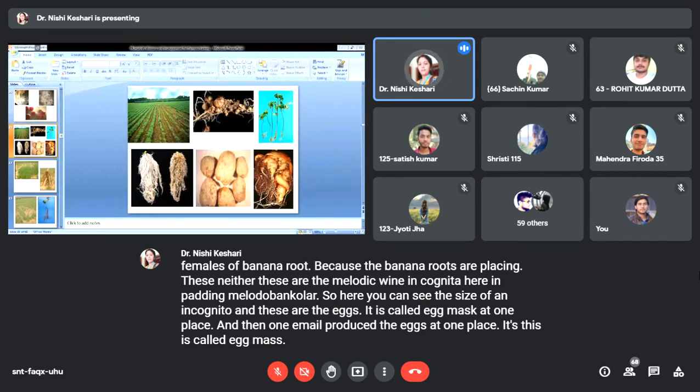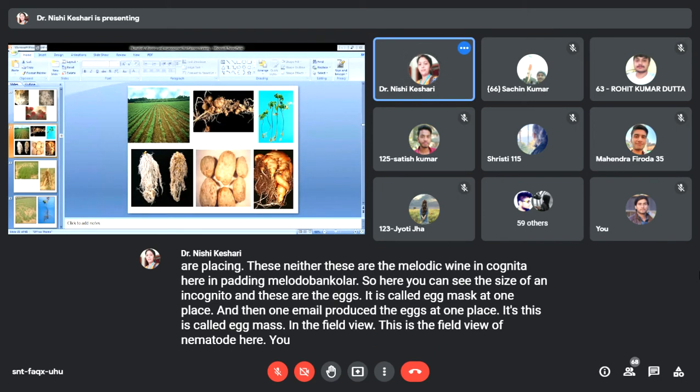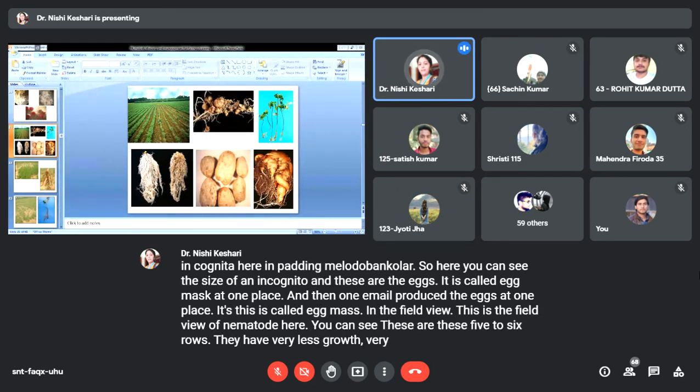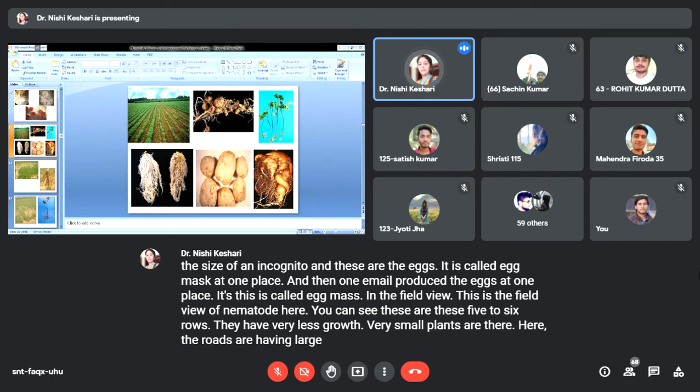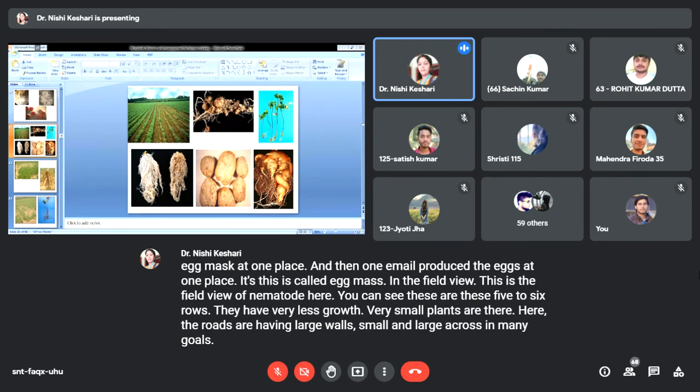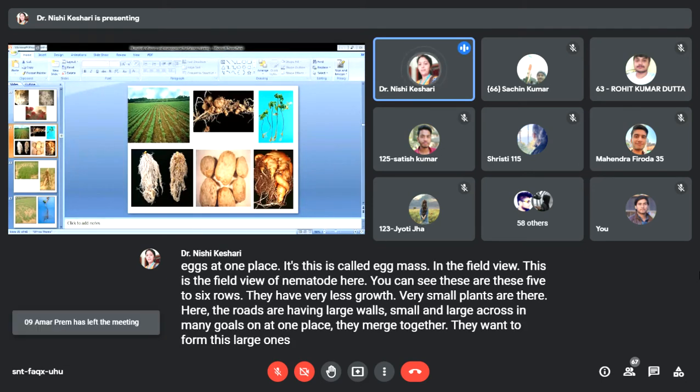In the field view, this is the field view of nematode attack. Here you can see these 5 to 6 rows have very less growth, very small plants. Here the roots are having large balls, small and large balls. When many balls form at one place, they merge together to form the large balls. Here one is healthy roots and the other is the galled root.